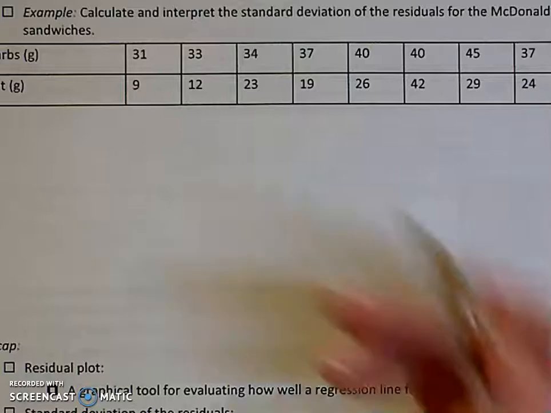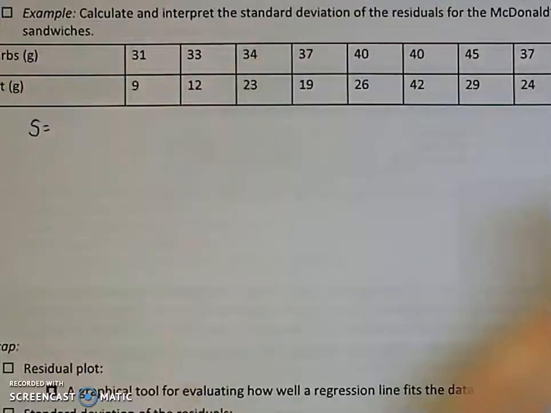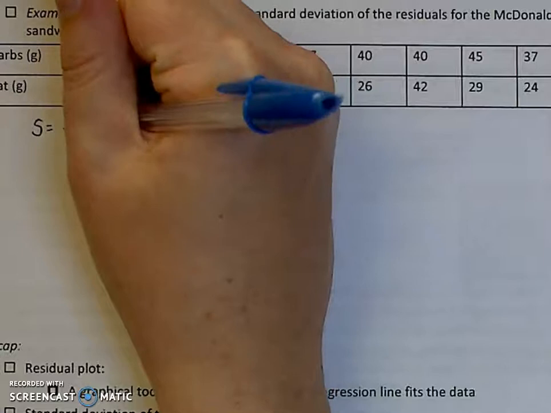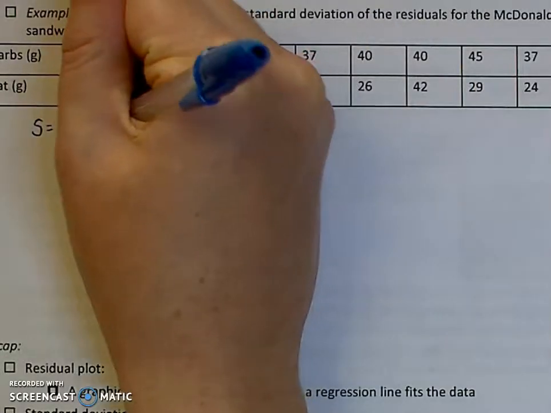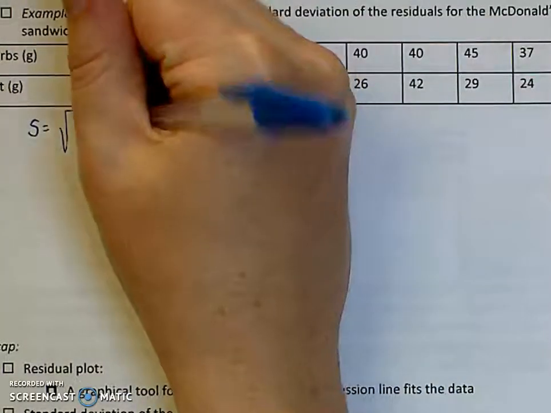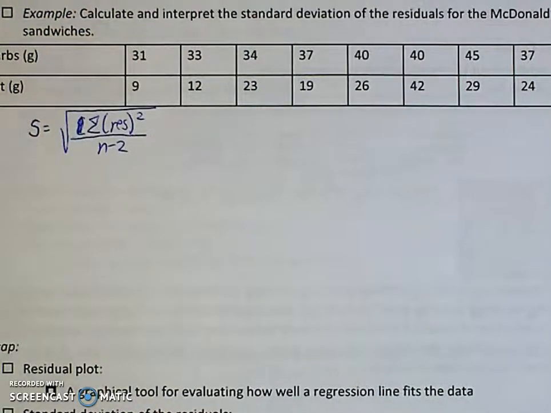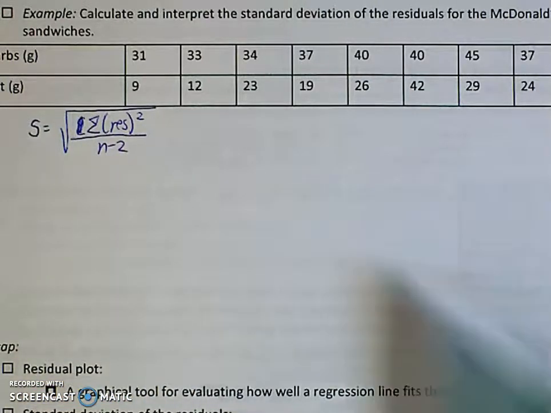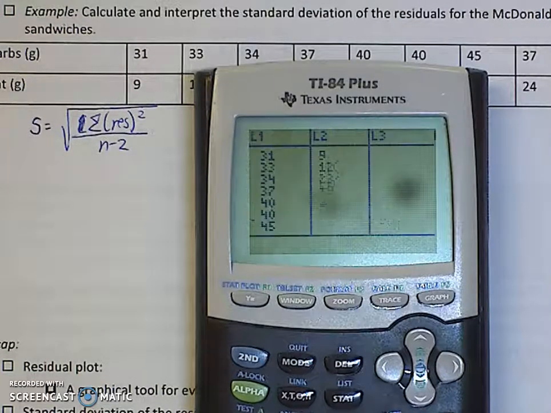So according to our formula, to find our standard deviation, S, of our residuals, that's an S, not a 5, we have to take the square root of the sum, that's a terrible sigma, there you go, the sum of my residuals squared, divided by n minus 2, where n is the number of pairs. Okay, so how do I figure that out? Well, I would square all my residuals and then add them up. My residuals are already in my list. They're still in list 3, right?